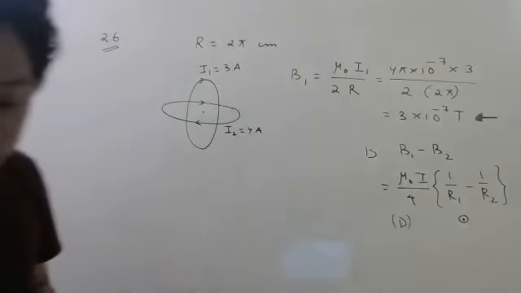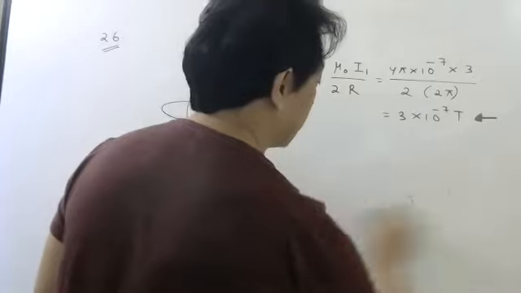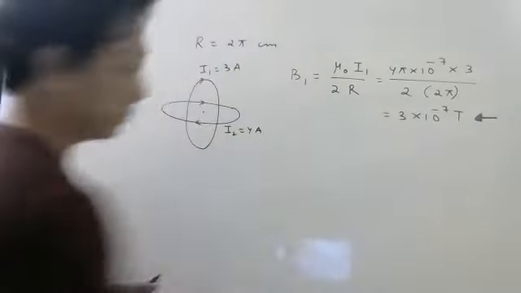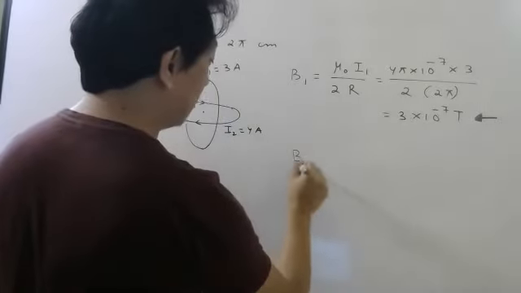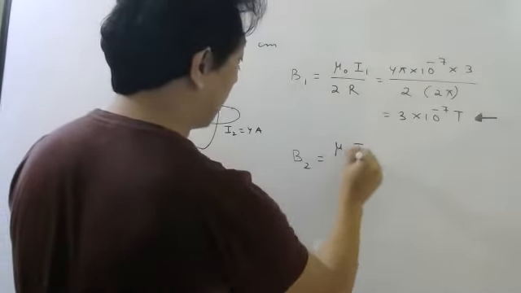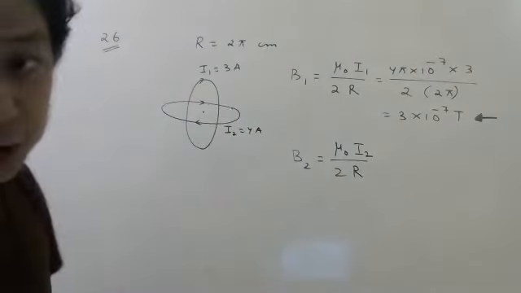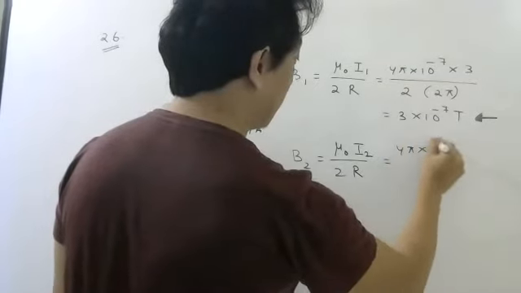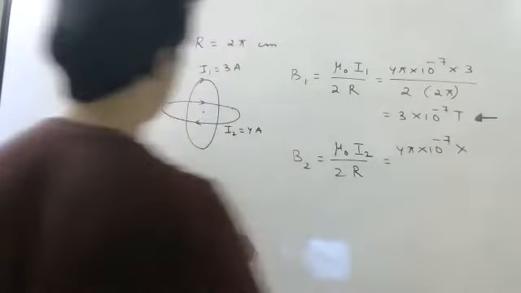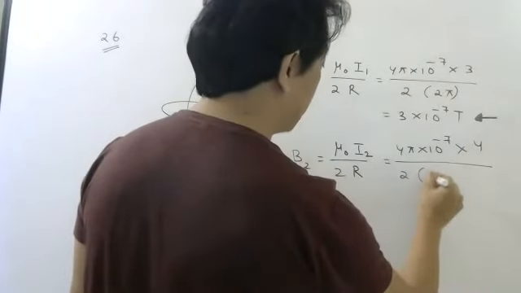Similarly, let us calculate the magnetic field due to the other coil. For the other coil, since it is again a full circle, the magnetic field is mu naught I by 2r. Radius is the same, current is different, I2. Mu naught is 4 pi into 10 power minus 7. Current is 4 ampere. 2 into radius is 2 pi.